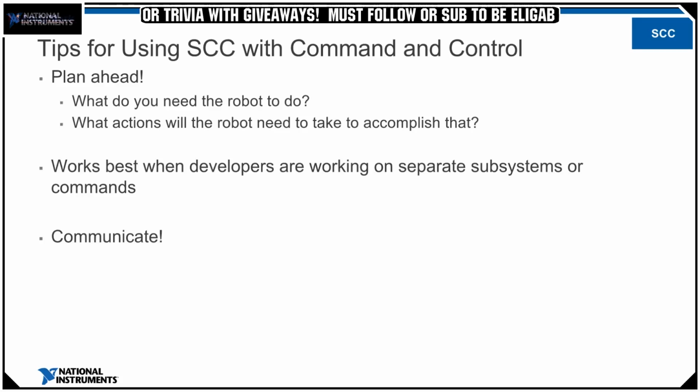For example, if we want our robot to drop a cube in the switch, the robot has to pick up the cube, carry the cube to the switch, move from position A to wherever the switch is, and then drop the cube off. That's several actions that fall under one goal for the robot. So being sure to think that through as you're planning out your code is really critical with command and control.